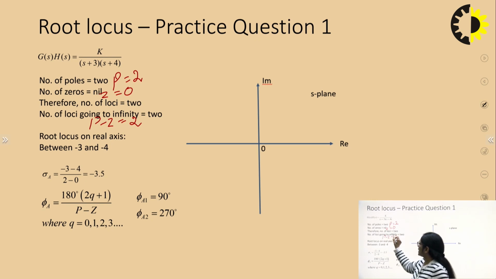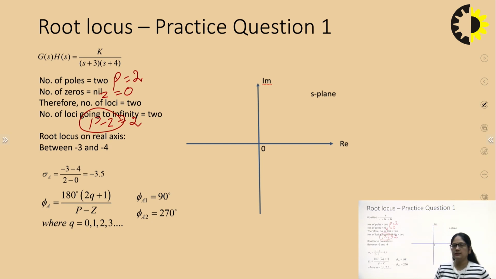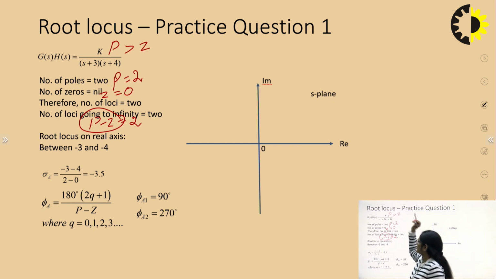And how many loci will be going to infinity depends on P minus Z. So, since Z is 0, the number of loci which will be going to infinity is 2. The number of loci depends on how many poles or how many zeros are there in the system. If P is greater than Z, that means the number of loci will be equal to the number of poles. So, the case here is P is greater than Z.